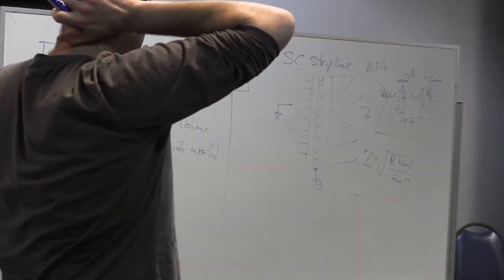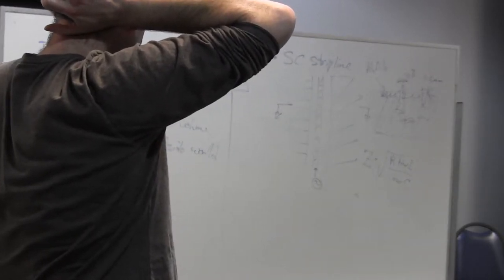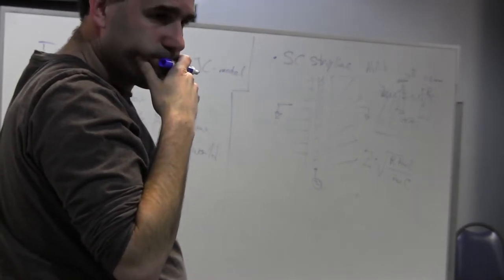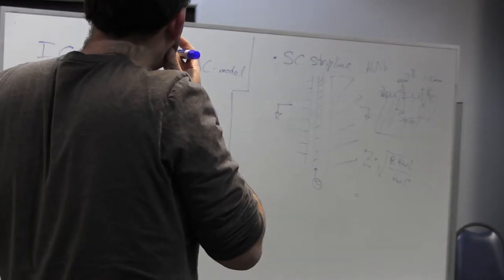Oh, okay, hang on. So it just seems like if there was no capacitance and no inductance, Z should equal R. And you've got it equaling root R over naught.